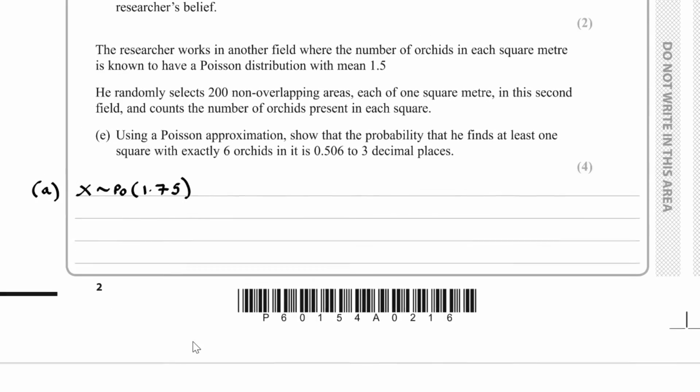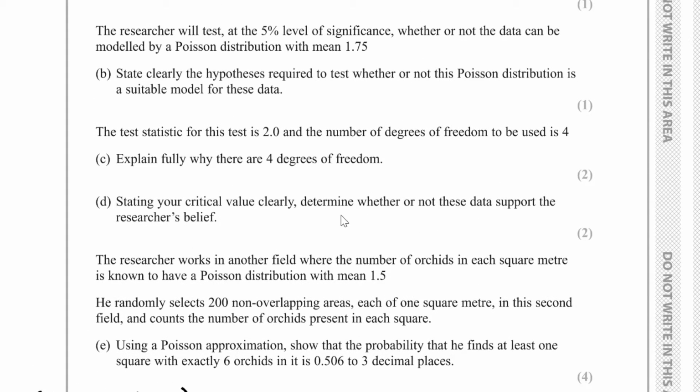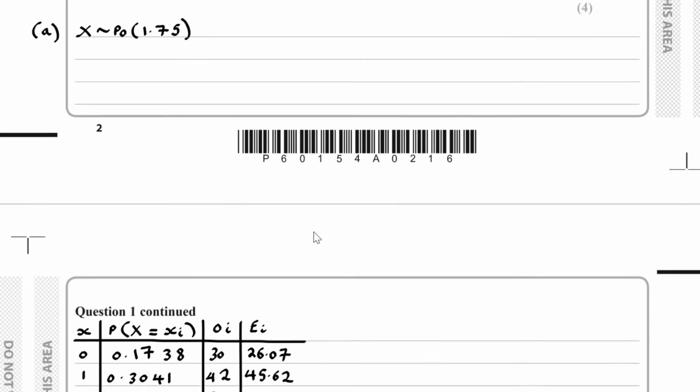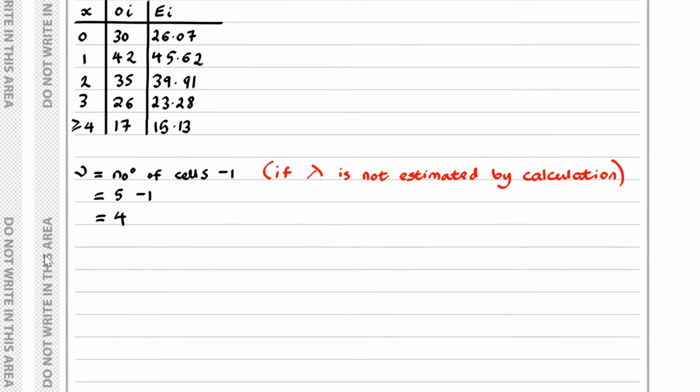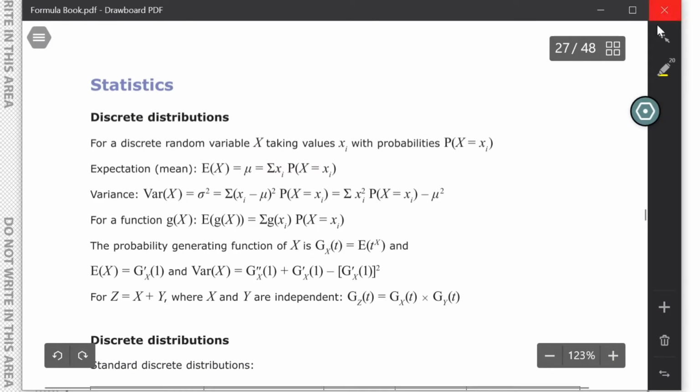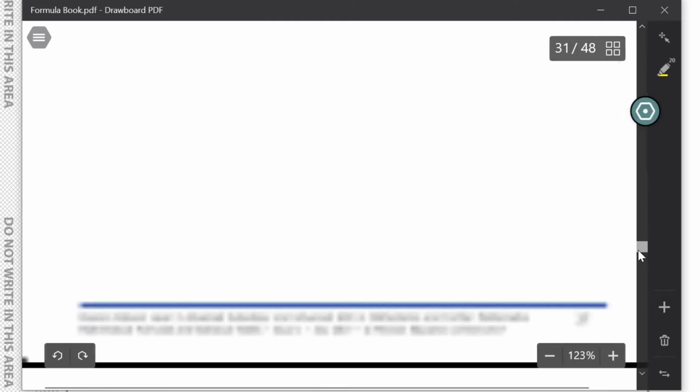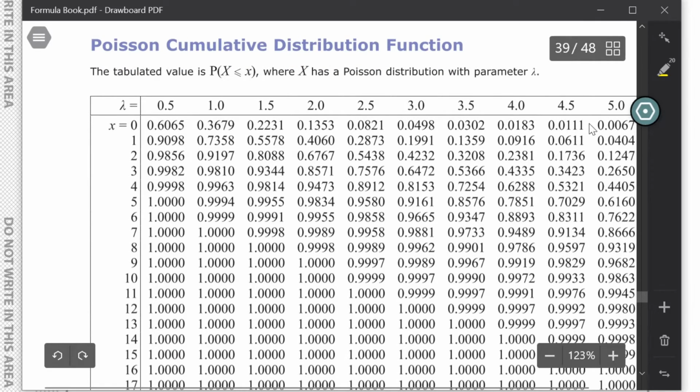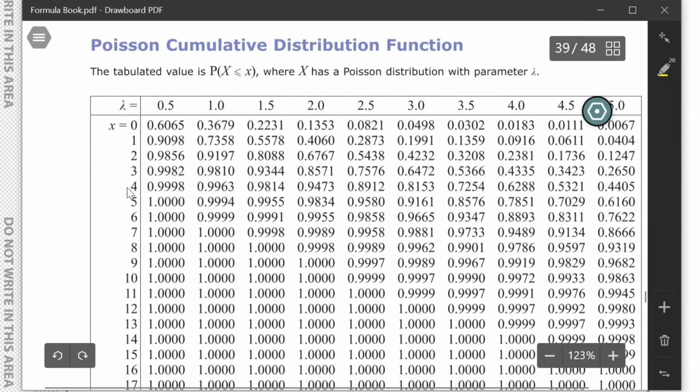Okay? Now for part D, stating your critical value clearly, we have to determine whether or not these data support the researcher's belief. Well, what we need to do is find out the critical value. So for part D, finding out the critical value, we have 4 degrees of freedom. We're testing at the 5% level of significance. 5% of course is the same as 0.05. So going to our formula book, we need to go to the tables, and going to the tables we have 4 degrees of freedom. Let's just highlight this.